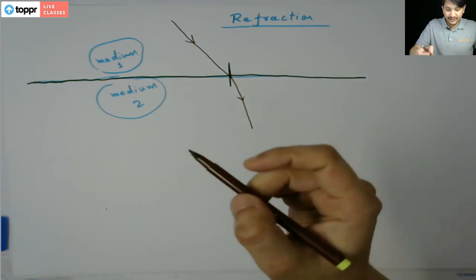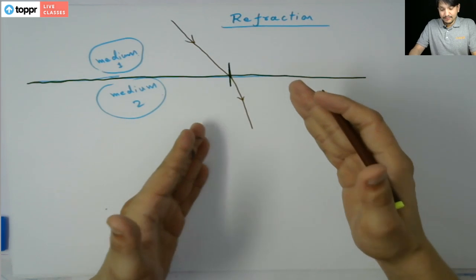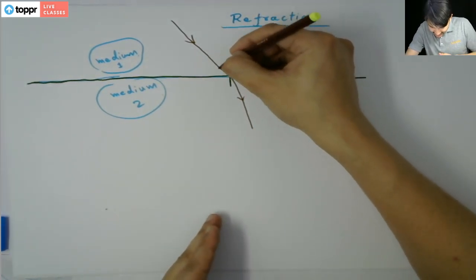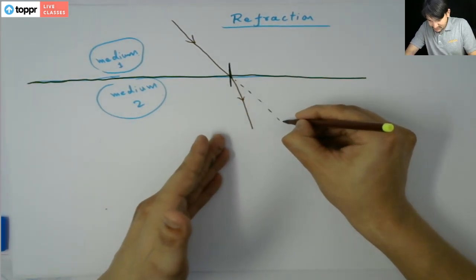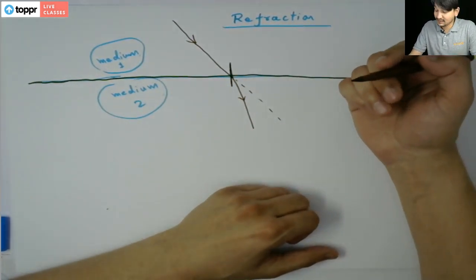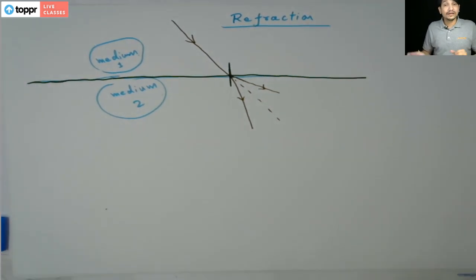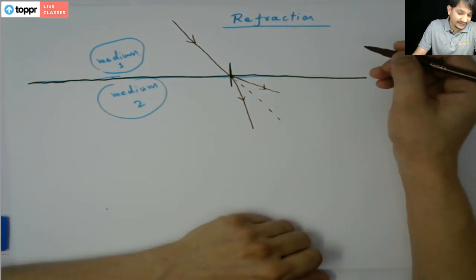So first, if medium 2 is denser than medium 1, the light will bend towards the normal. As you can see, light has bent towards it. Earlier it would have gone straight this way, but it has bent. If medium 2 is rarer, it would have bent this way. Now what is rare and what is dense? Rare and dense medium in terms of light has nothing to do with the solid state or liquid state or density or something. It has to do with the speed of light.